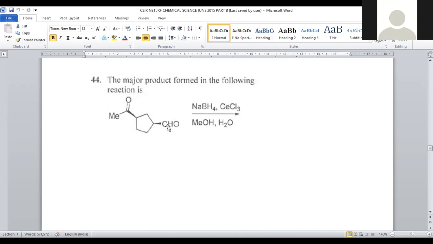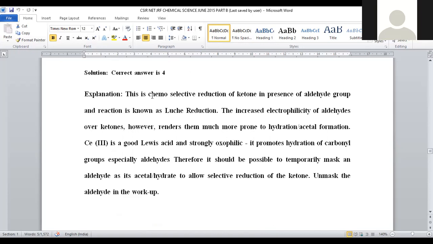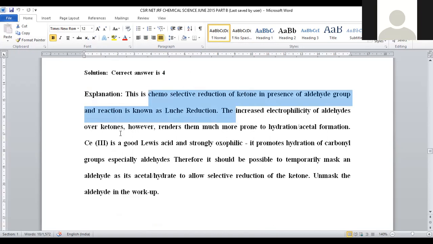That is the general trend. But along with sodium borohydride, we have another reagent, another catalyst called cerium trichloride. The combination of sodium borohydride with cerium trichloride is a named reaction called Luche reduction. This is a kind of chemoselective reduction.